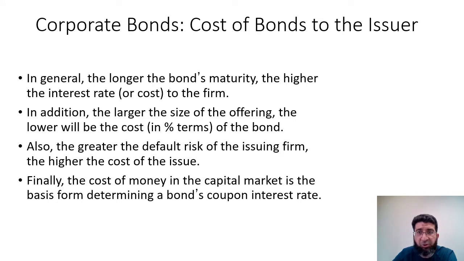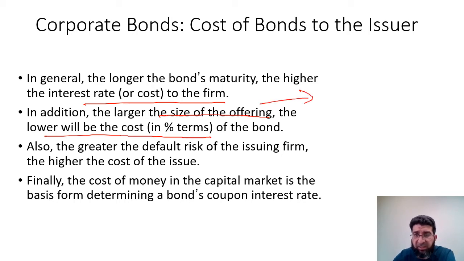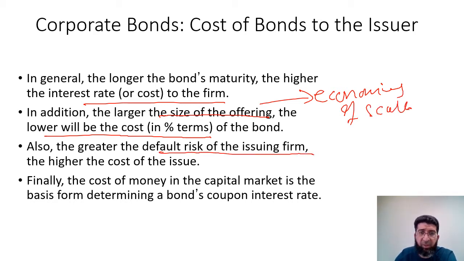So, the cost of bonds to the issuer. In general, the longer the bond's maturity, the higher the interest rate. The longer it is, the more uncertainty, the less liquidity, and the higher the interest rate would be. In addition, the larger the size of the offering, the lower the costs. So it has to do with economies of scale. Also, the greater the default risk of the issuing firm, the higher the cost. That's what we already know from the credit rating phenomena.